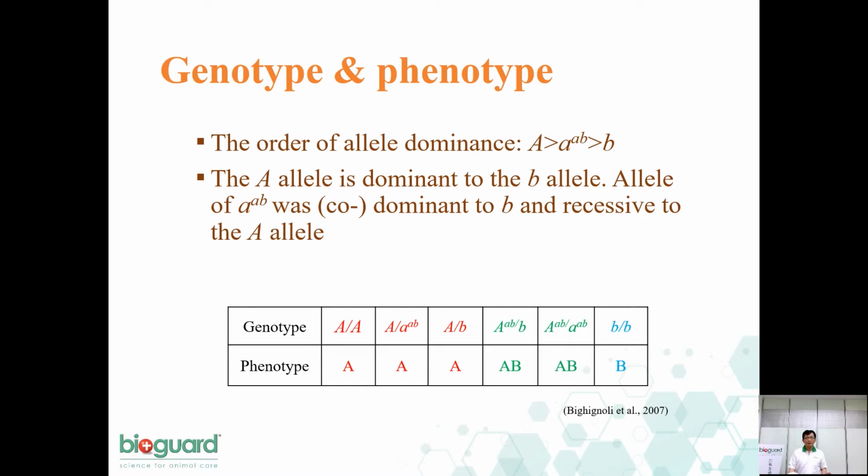This means if a cat has an A allele from either its father or its mother, as long as one allele is an A allele, then the phenotype of this cat will be blood type A, and only when both alleles are B alleles will the cat show the B phenotype.